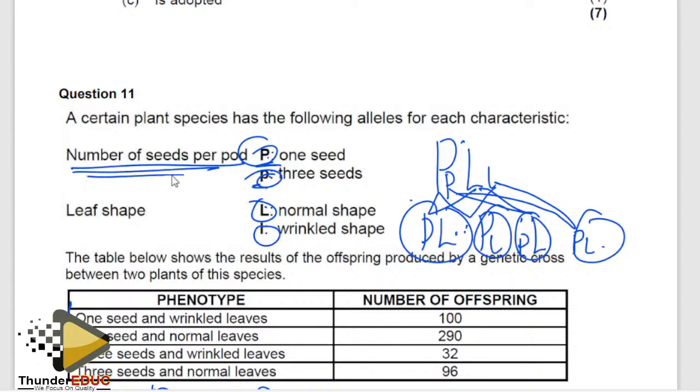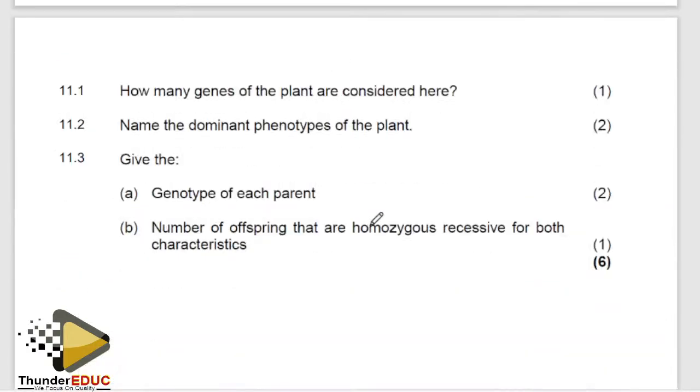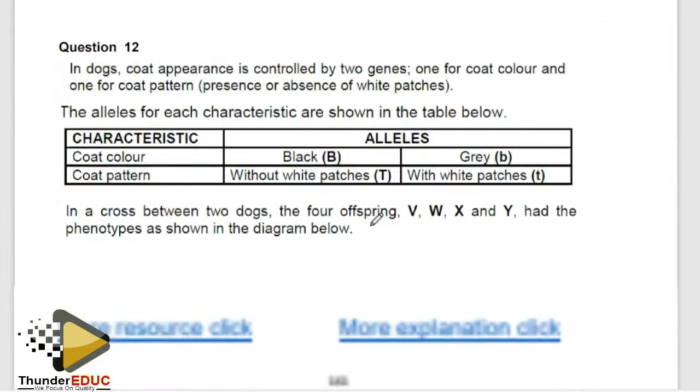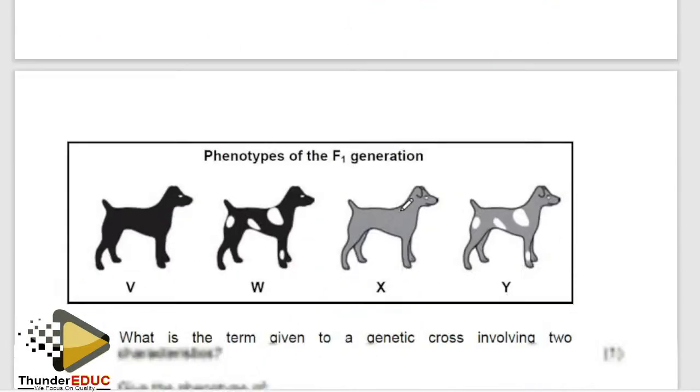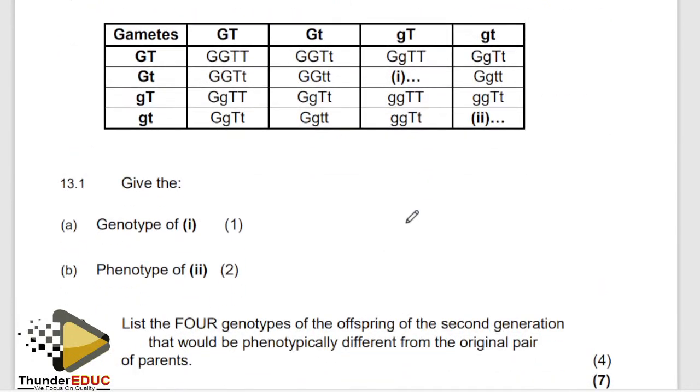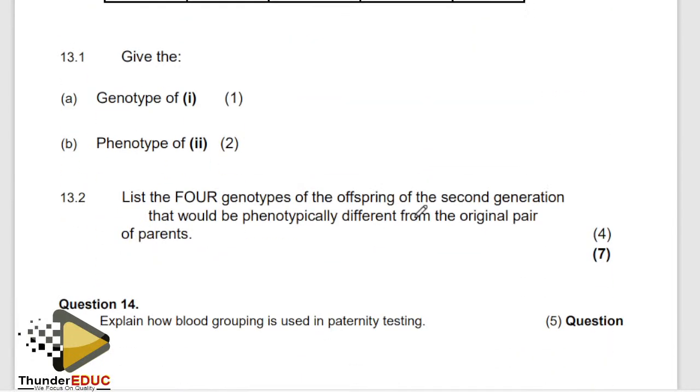Genes for the number of seeds per pod and then the shape of the leaf. So guys, the dihybrid is simple. Just make sure that you do it. So it's the same thing here. No one is gonna ask you to cross.